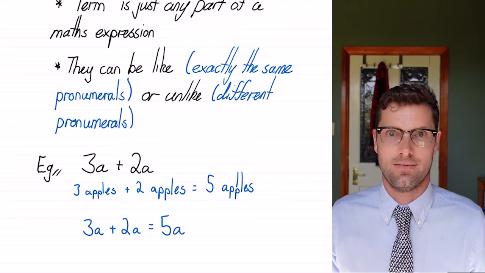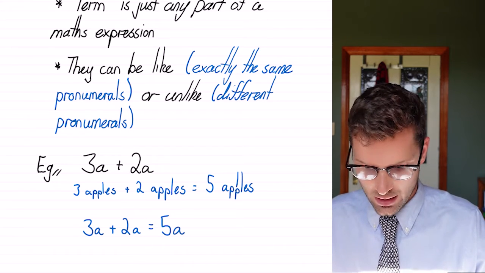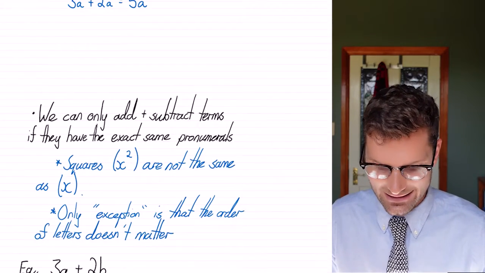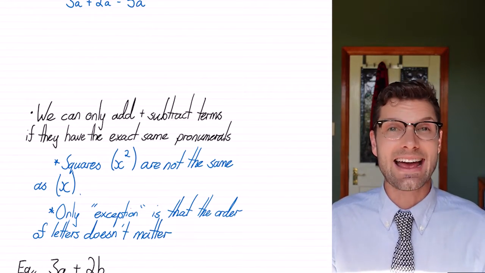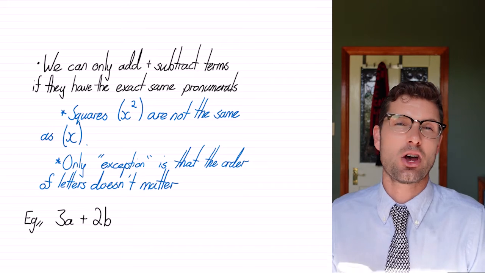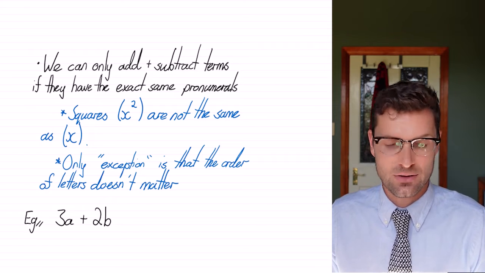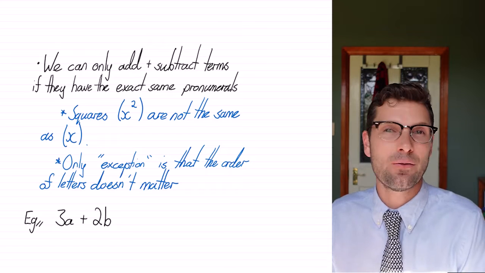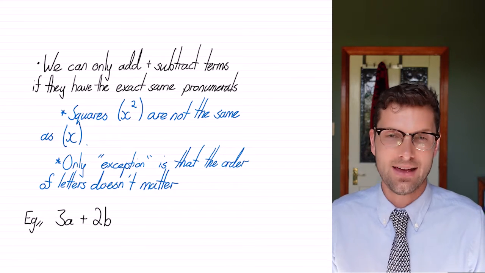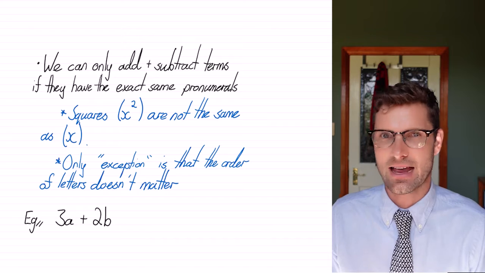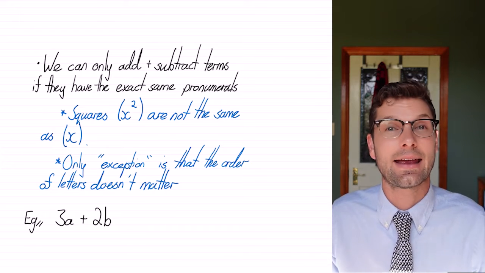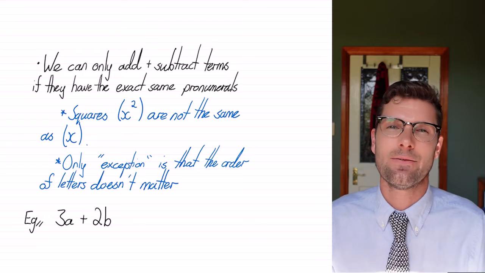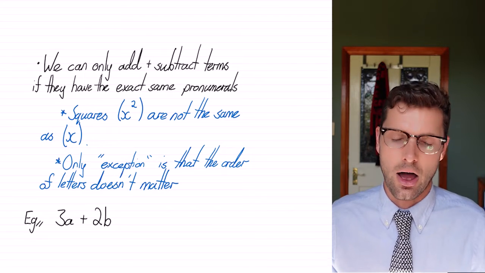So we can only add and subtract terms if they have the exact same pronumerals or the exact same letters. Just a couple of little disclaimers on that. a squared is different to a, and I've got written there, x squared is not the same as x. So these are actually unlike. Even though it's the same letter, if you have any type of power that is different, it becomes unlike.